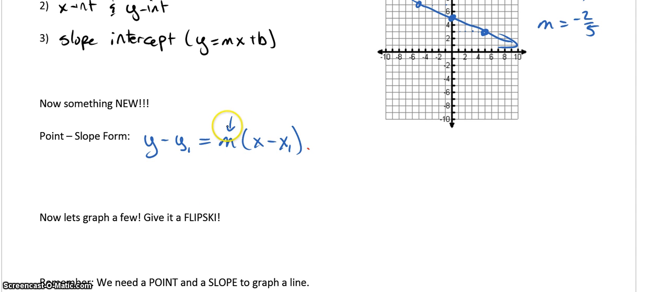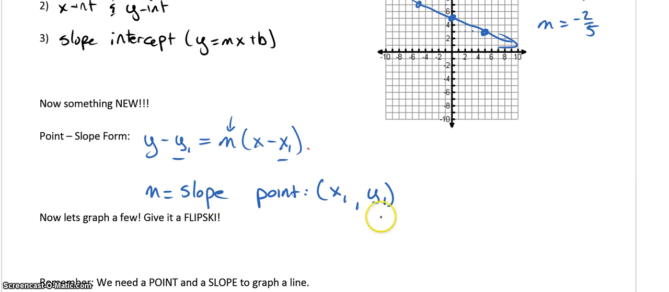For example, the m is the slope. We already know that. We've been using m to represent slope all throughout the chapter, so we're going to continue to do that. So m is the slope. x1 and y1 represent a point. Now what we're going to notice when we write out our point in x comma y form is the sign of these values, x1 and y1, change. They become positive, even though in the formula they are negative.